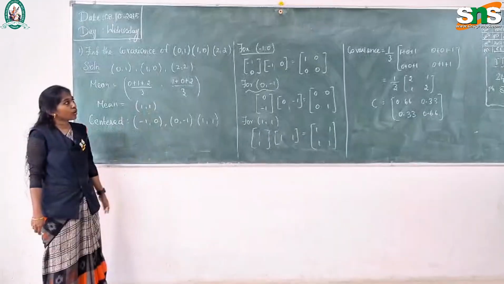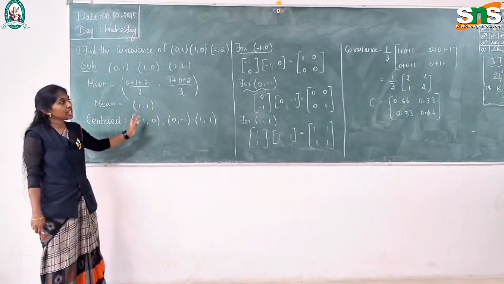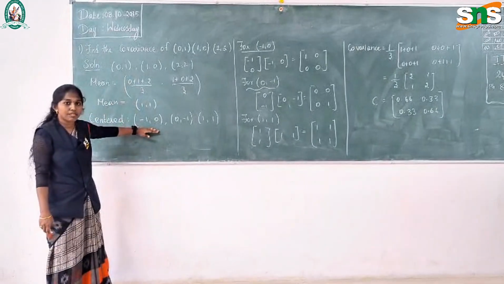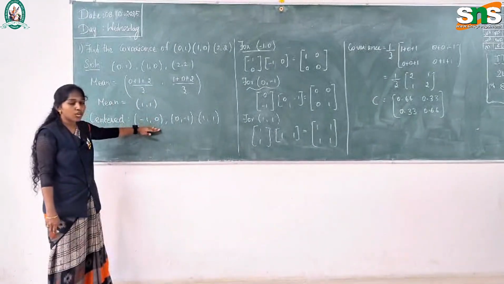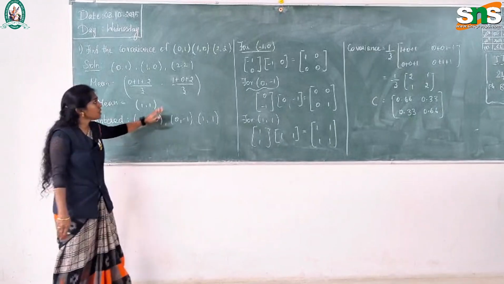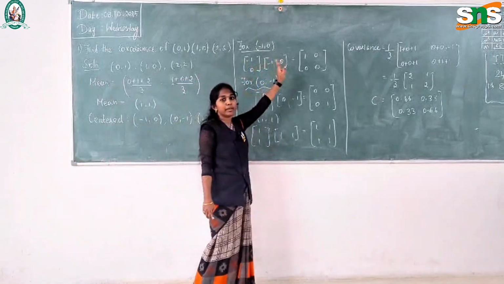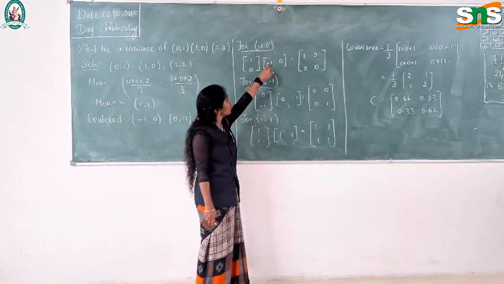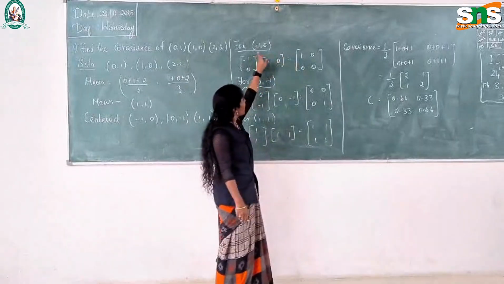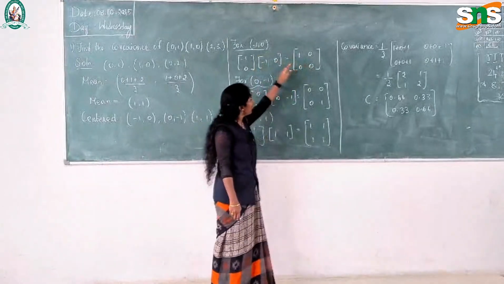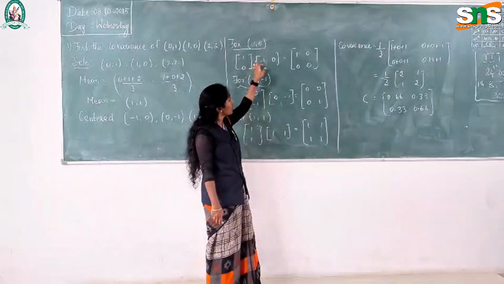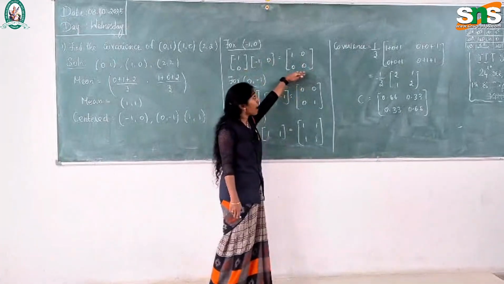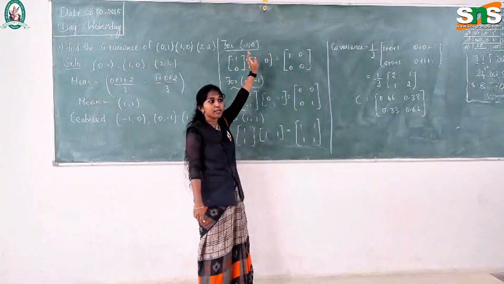Next we are going to define the covariance. For that we have to define the matrix for each of the 3 centered values. First, the matrix for the first centered value, minus 1 and 0. We multiply the column value with the row value. Minus 1 into minus 1 gives 1. Minus 1 into 0 gives 0. Similarly for the second element, 0 into minus 1 gives 0, and 0 into 0 gives 0. So this is the matrix for the first centered value.